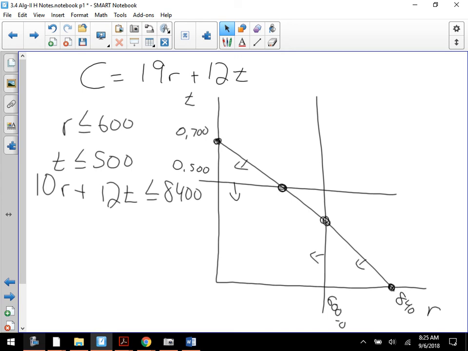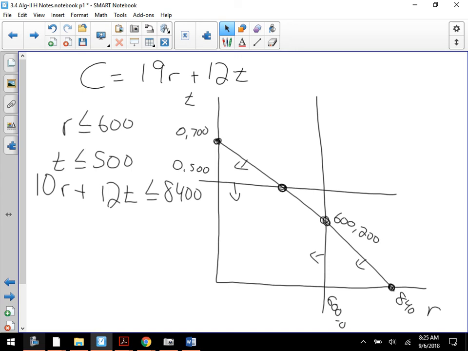It's always kind of nice when your horizontal lines run into diagonal lines, because then you know one of the two values right off the bat. So if my R value is 600, then I take that and multiply it by 10, I get 6,000. Are we okay with that? 8,400 subtract 6,000 gives me 2,400. Divide that by 12 and you get 200. So this is at 600, 200.